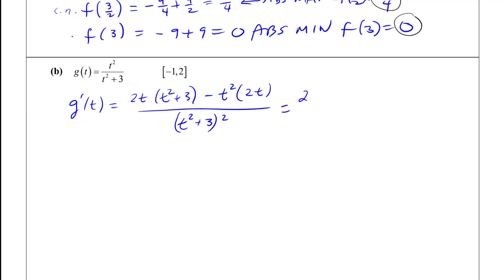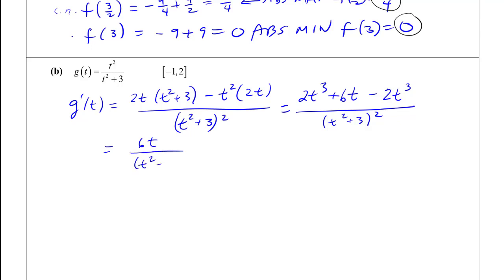All right, that's 2t cubed plus 6t minus 2t cubed over t squared plus 3 squared. All right, that gives me 6t over t squared plus 3 squared. So again, there's my derivative.